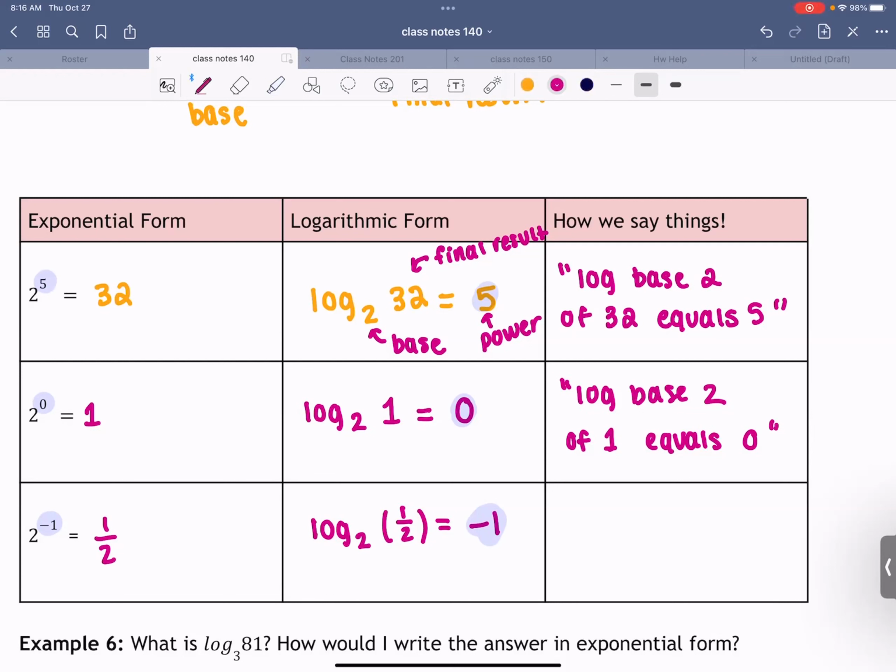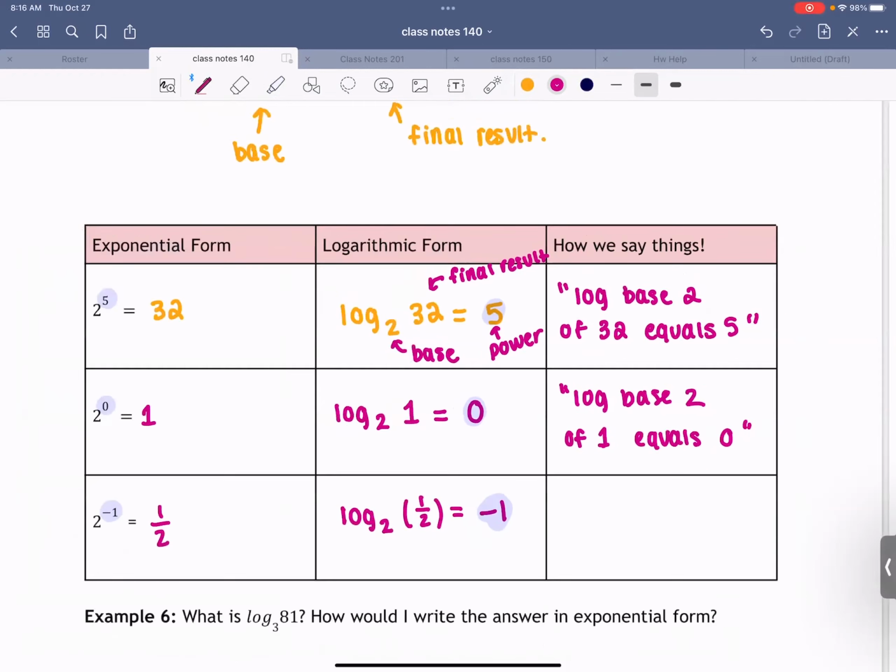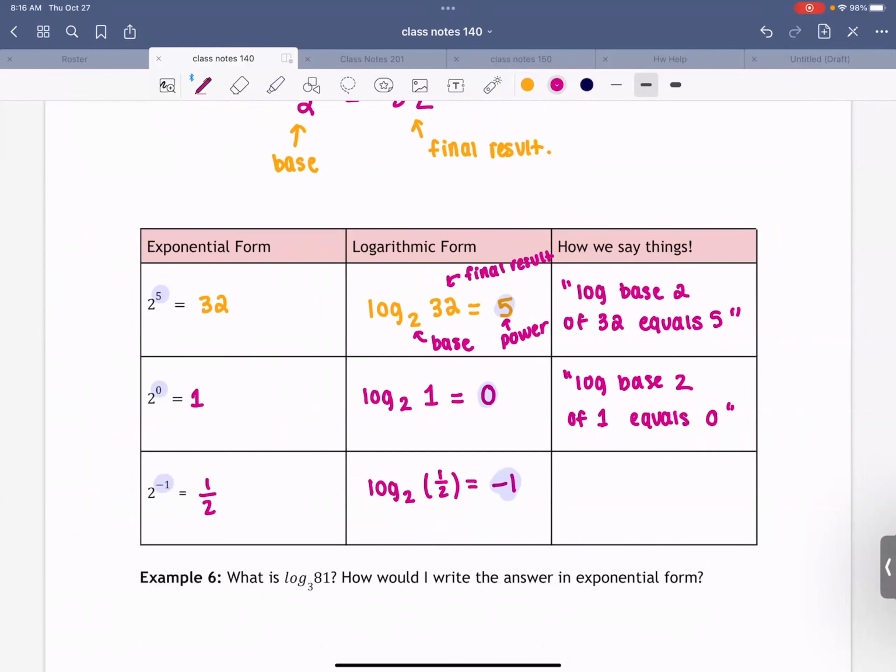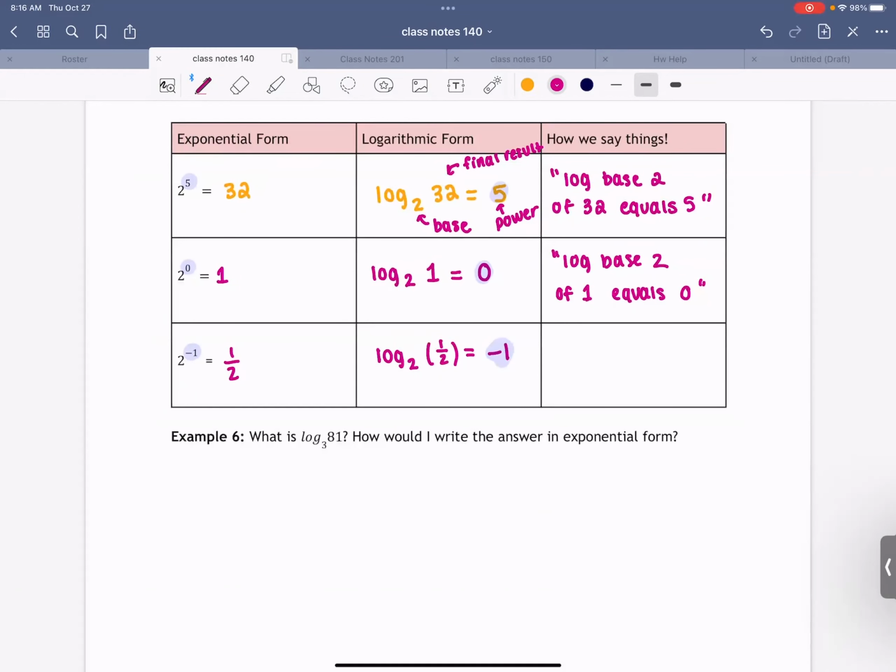So we basically have this idea of a log function. Log is doing something to a number, and we're producing the exponent. Let's do an example of how I would ask you a question about logs, and how we can solve logarithms. In example 6, I'm asking you to find log base 3 of 81. I didn't give you the exponential form yet. I just gave you log base 3 of 81, and I want you to figure out what that equals.